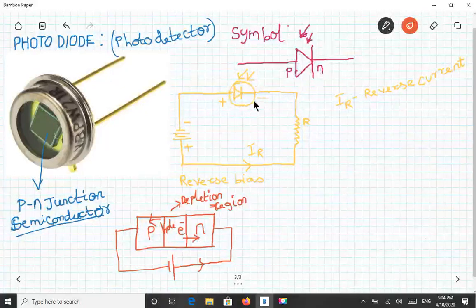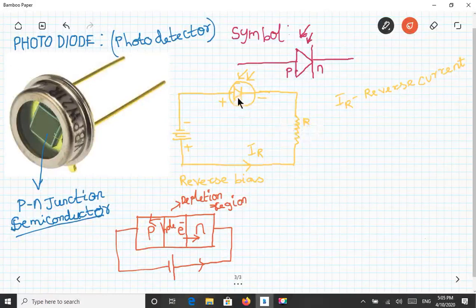This photodiode has been connected so that the positive P side of the photodiode is connected with the negative, and the negative N side of the photodiode is connected with the positive, with a resistance here. So R is the resistance.